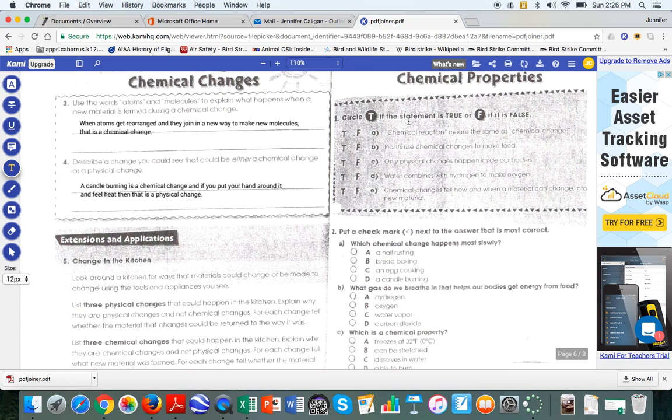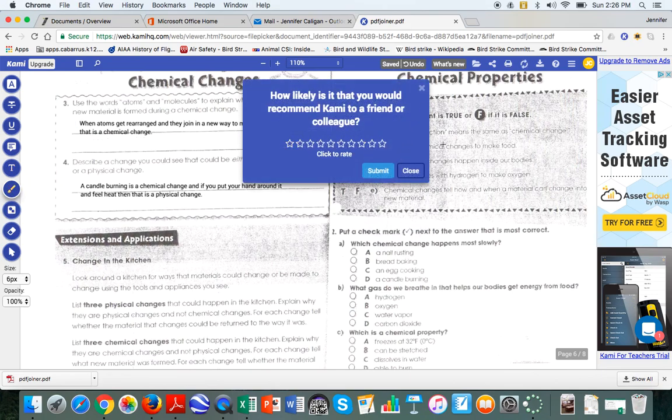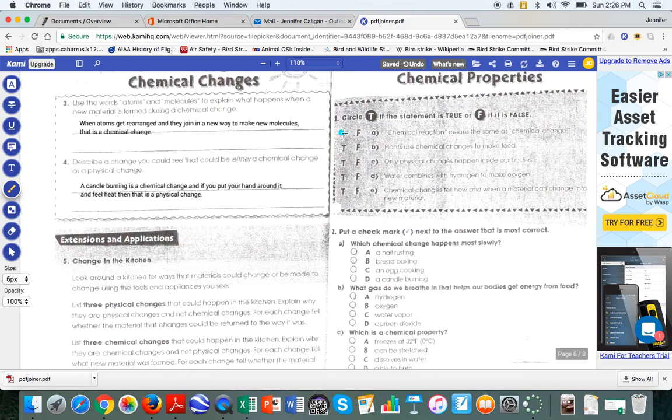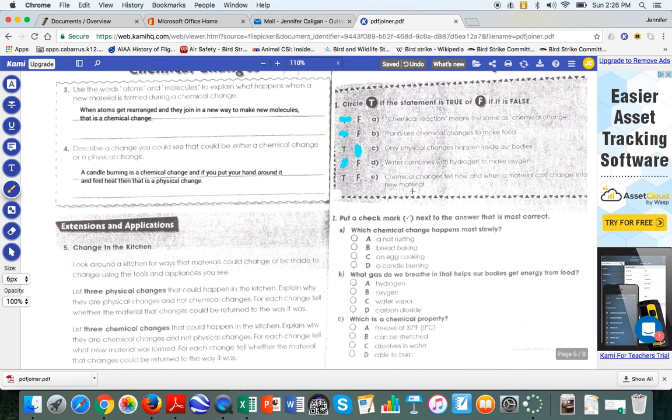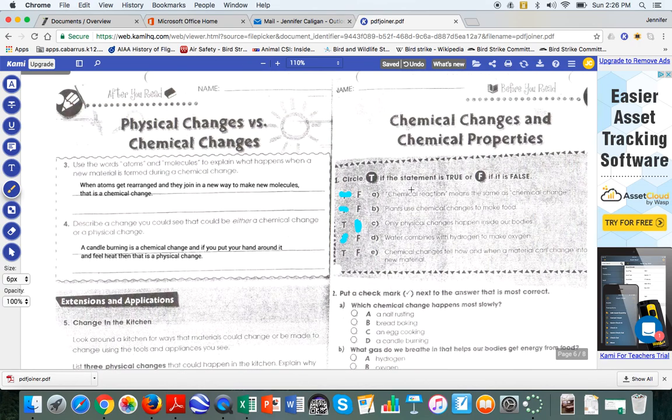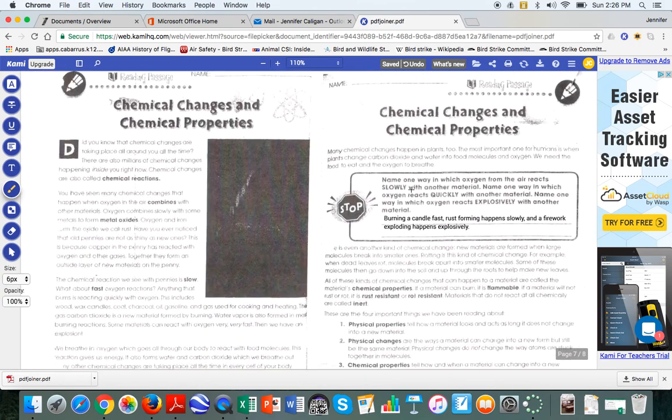All right, let's slide back up here to this part. True or false? Chemical reaction means the same as chemical change. That, my friends, is true. Plants use chemical changes to make food. That is true. Only physical changes happen inside our bodies. That's false. We just talked about how your food turning into energy has got to be chemical. Water combines with hydrogen to make oxygen. I think that is true. It's kind of backwards to me. H2. Let's see. Where does it talk about water and hydrogen?